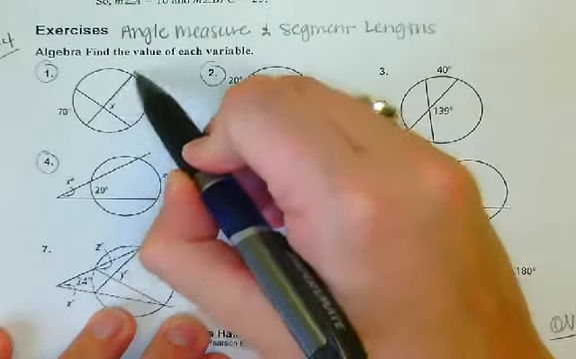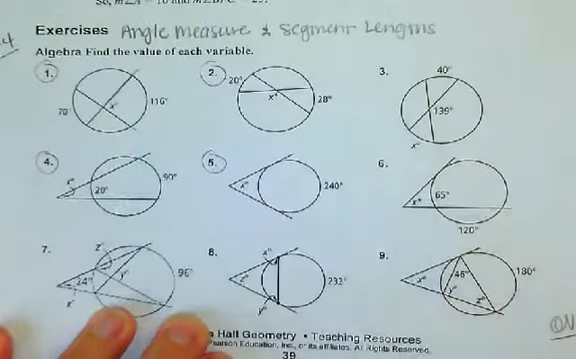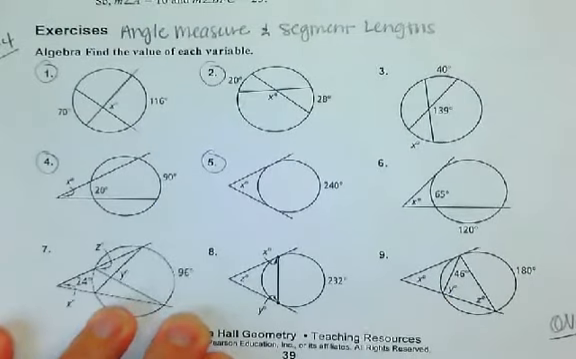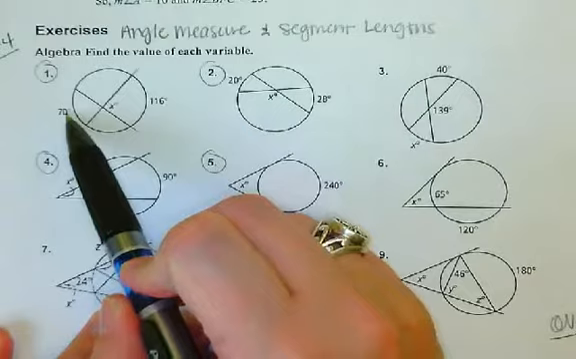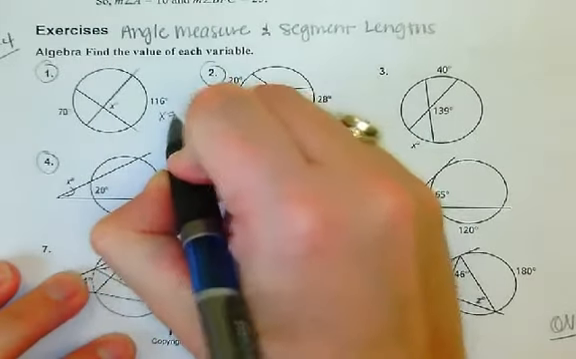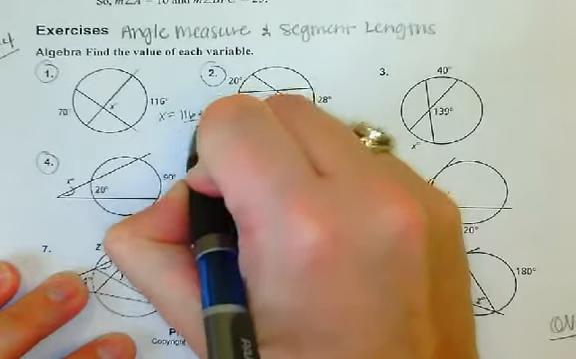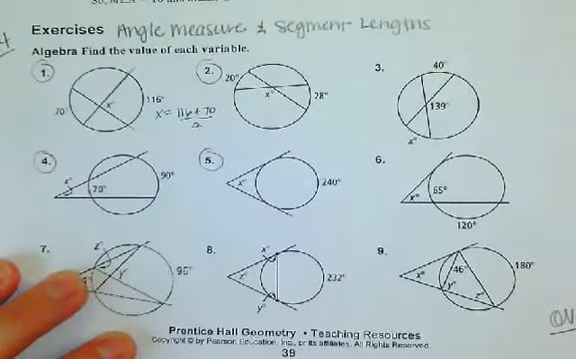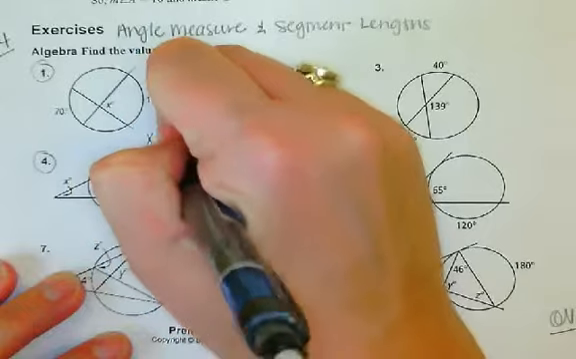So notice that this angle is what makes this arc measurement of 116. So my theorem says that I can add these two arcs together, divide by 2 to get the measure of x. So x is equal to 116 plus 70 divided by 2. So 116 plus 70 divided by 2 gives me a measure of 93 degrees.